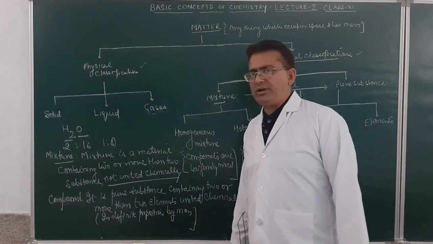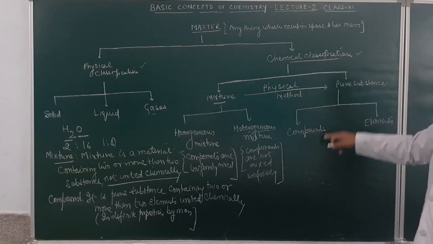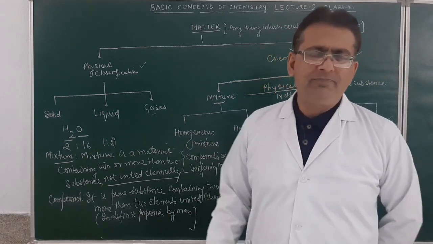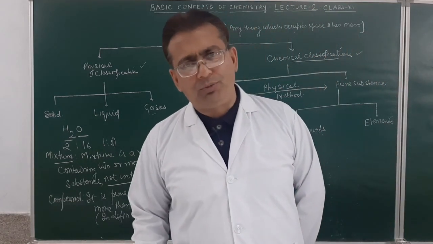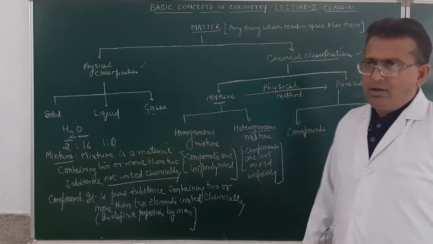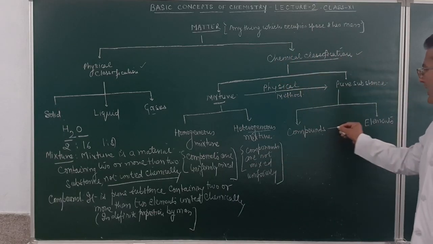So what is a compound? It is a pure substance. Just see over here. A compound is a classification of a pure substance which is composed of two or more than two elements united chemically in a definite proportion by mass. Then, compounds can be separated into elements.